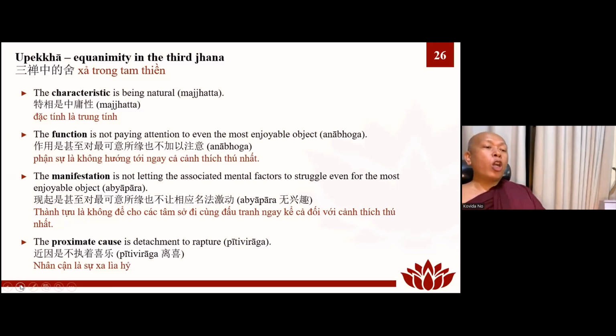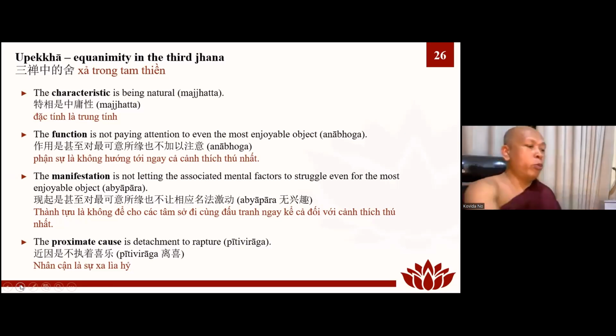The proximate cause is detachment from rapture. Sometimes when we have too much attachment to the rapture, then we cannot focus very well. Gradually, our effort becomes weaker and weaker. This equanimity keeps the controlling faculties balanced. That's why we cannot fall into bhavanga states.